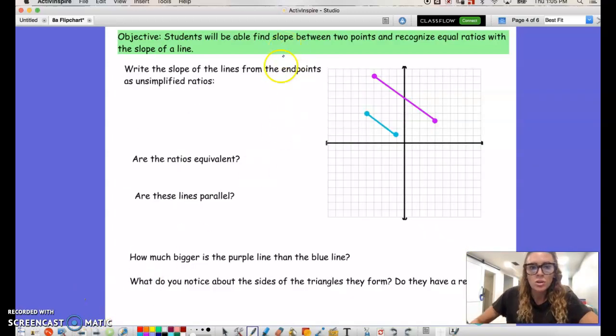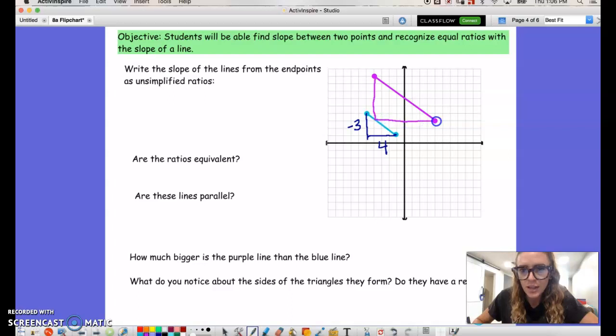Next one. So now we have two separate lines that we need to look at. If we write the slope of the lines from the endpoints as simplified ratios, for our blue one over here, we would go down or up first. So we'll go down 1, 2, 3, and over 1, 2, 3, 4. So we have -3 and 4. In our purple one here, we will go down 1, 2, 3, 4, 5, 6, and over 1, 2, 3, 4, 5, 6, 7, 8.